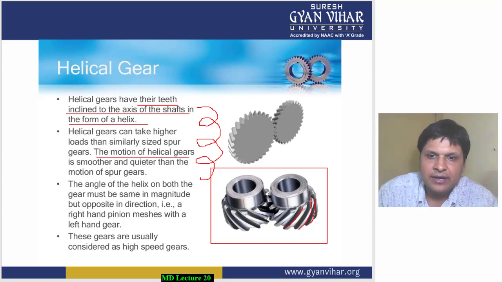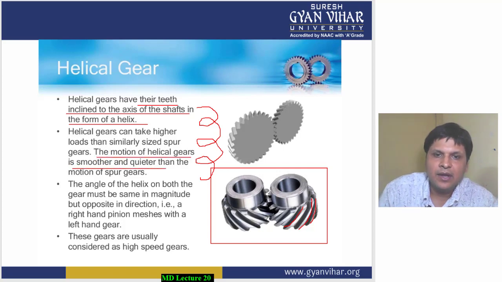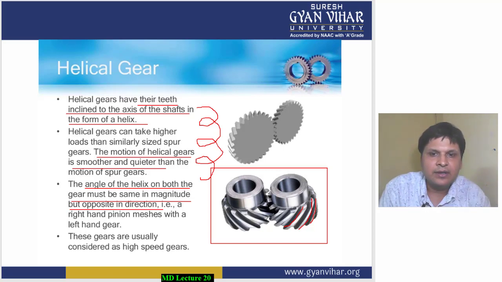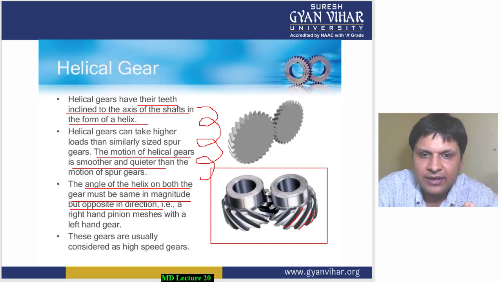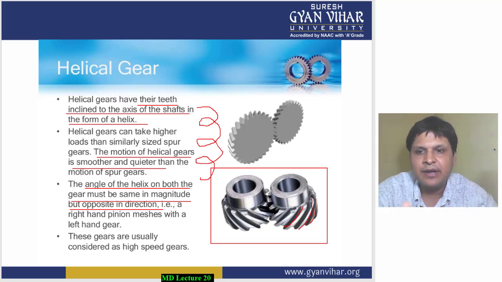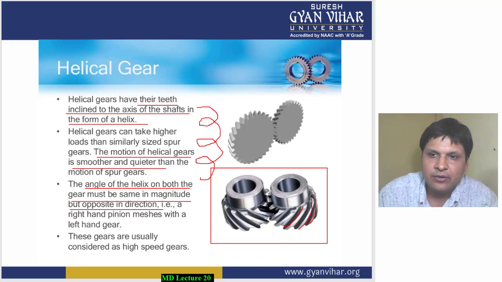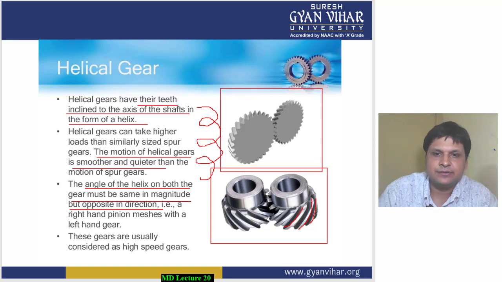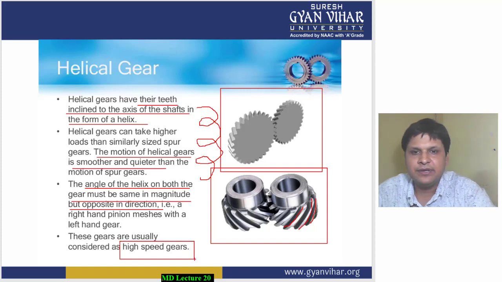The motion of helical gears is smoother and quieter, and the angle of helix on both the gears must be the same in magnitude but opposite in direction. As I have told you, whenever there is helical gearing, the angle of the helix on both the gears should be the same in magnitude but opposite in direction. Then only they will engage with each other. Generally, helical gears are used for high speed gears.